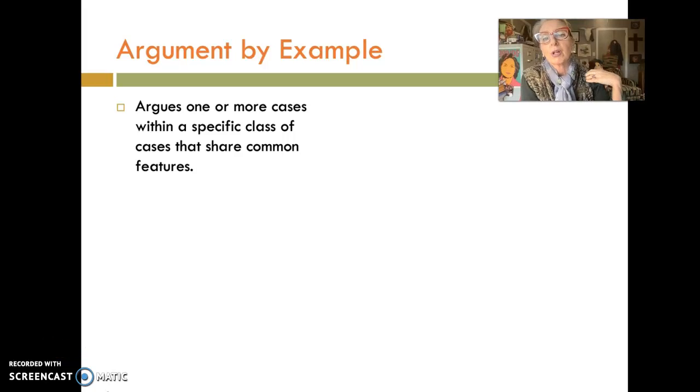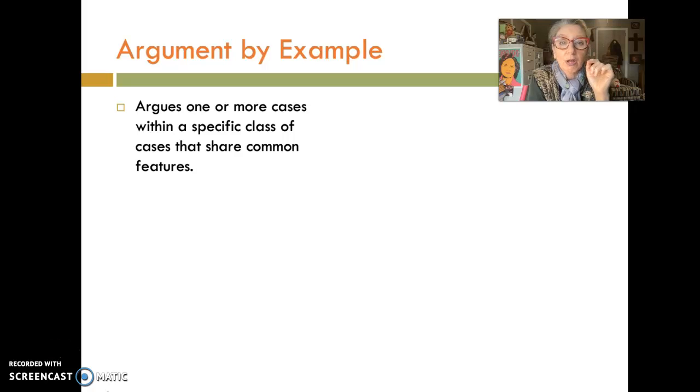Okay, argument by example. Argues one or more cases with a specific class of cases that share common features. I want you to think about this. For me, I think about this in terms of, I watch a lot of shows that deal with the law, whether it's police shows or shows with lawyers. And I think about this a lot. It's an easy way for me to understand it. So when you think of argues one or more cases with a specific class of cases that share common features, okay, think about that, right?